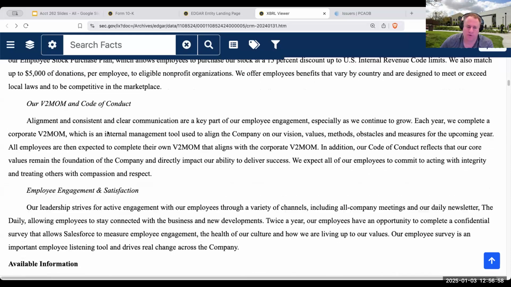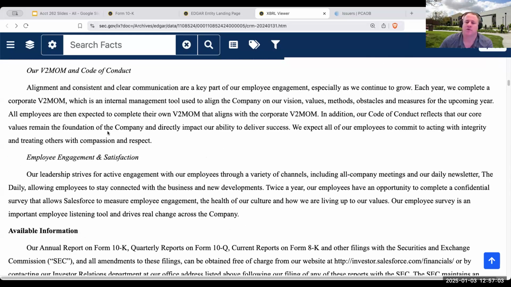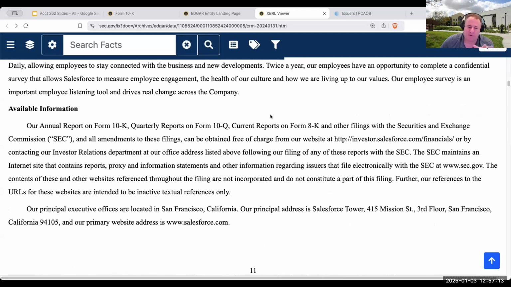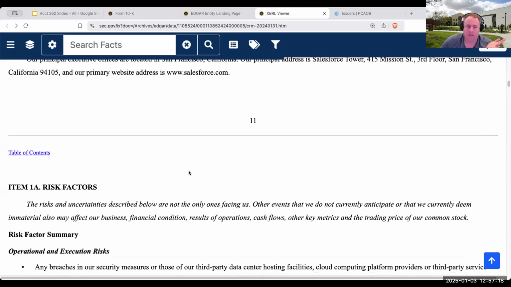So if you want to go through and take a look, but again, all of this information, if you're planning on interviewing for a company, this is what I would go through and review, because they've got to go through and discuss their entire business. So available information and then basically where their principal offices are located.